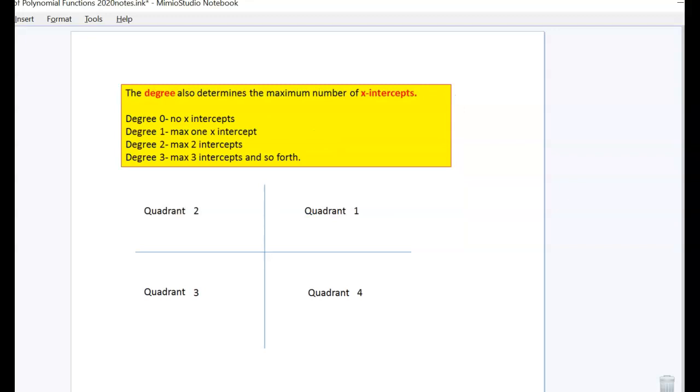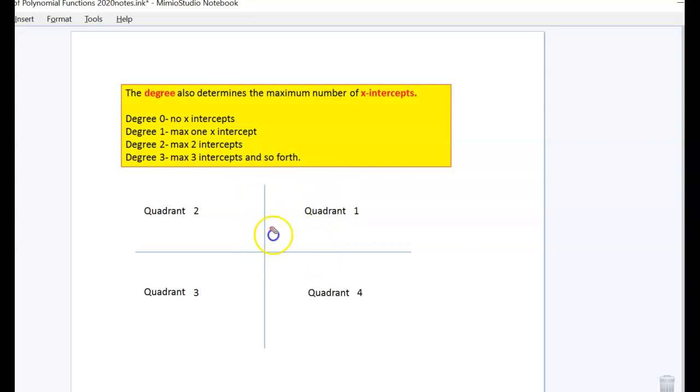All right, the degree also determines the maximum number of x-intercepts. So if there's a degree of 0, that means there's no x-intercept. A degree of 1, there's a maximum of 1 x-intercept. 2, there's a maximum of 2 x-intercepts, etc., etc. Now, just because something has a degree 2, for example, does not necessarily mean we are going to have 2 x-intercepts, and the easiest one you can think of would be a parabola that has the vertex at the origin. That's actually a degree 2, but it only has 1 x-intercept.